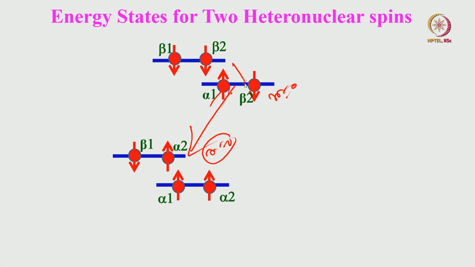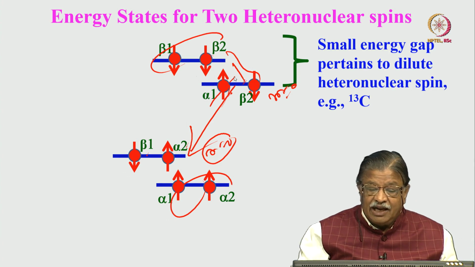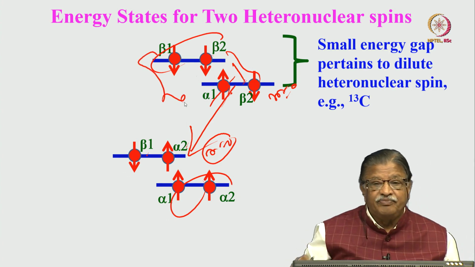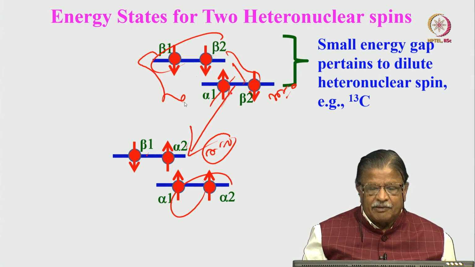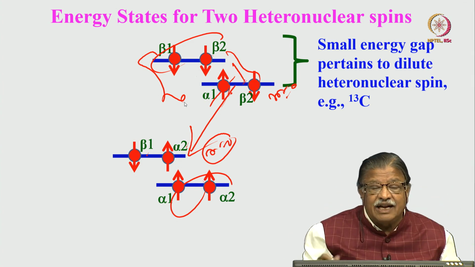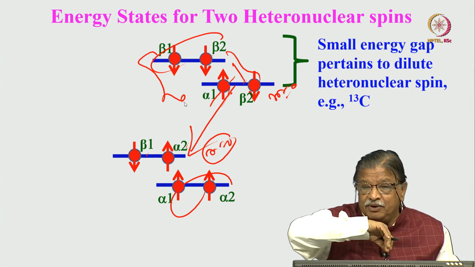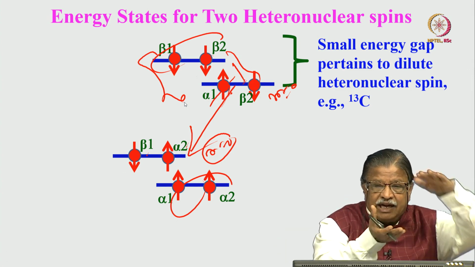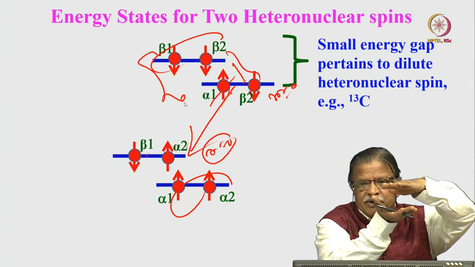This is alpha beta, this is beta beta, this is alpha alpha here, and between alpha beta and beta alpha there is enormous separation. This small energy gap here corresponds to dilute spins, for example carbon 13, nitrogen, etc. They have a low gamma. I told you gamma defines your energy separation. The energy is very small, 4 times smaller gamma. I explained this in one of the classes previously. Proton energy separation is this much, and carbon has 4 times less gamma, so its energy separation is 4 times smaller.